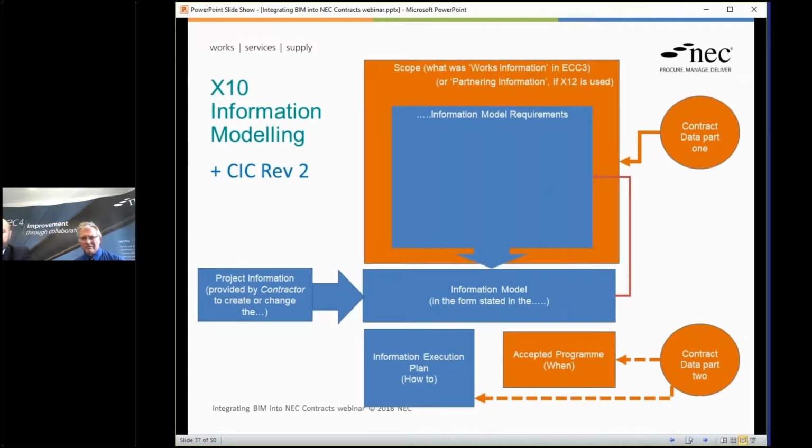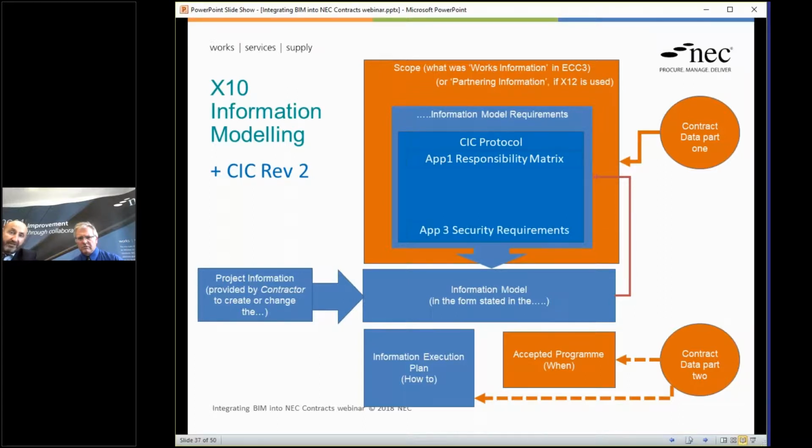Okay, and then this slide is just useful to show how, relating back to X10 and the previous slides, now X10 with the CIC protocol, in effect, just forms part of, or maybe the entirety of, the information model requirements, and that contains the protocol and the appendices.